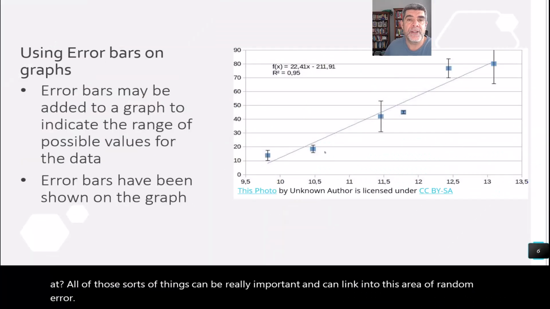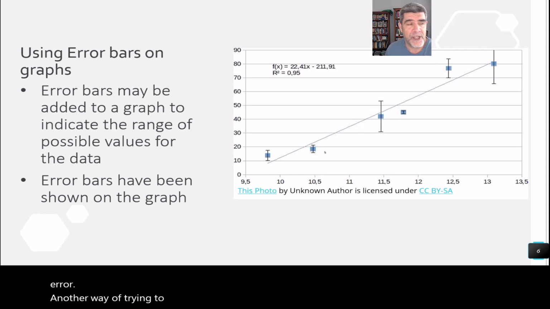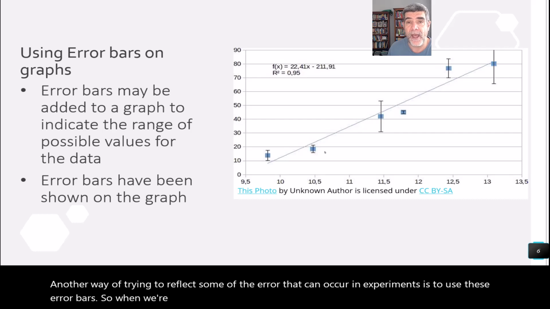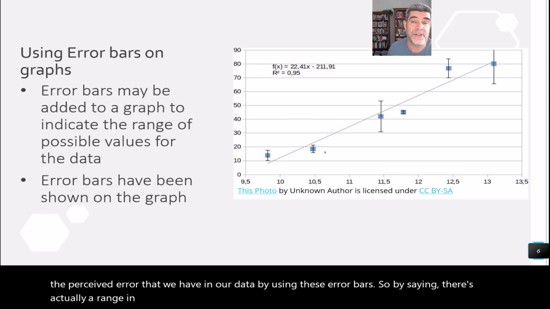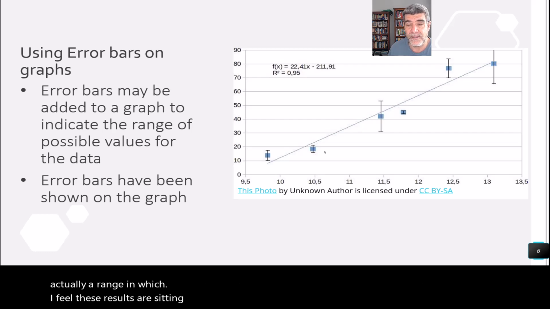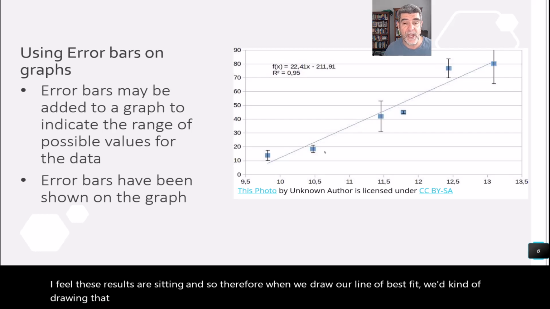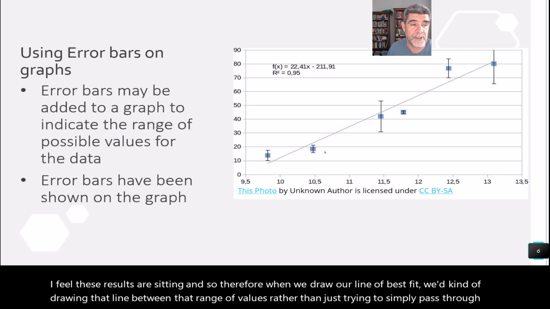Another way of trying to reflect some of the error that can occur in experiments is to use these error bars. So when we're talking about graphing our results, sometimes we can reflect some of the perceived error that we have in our data by using these error bars. By saying there's actually a range in which I feel these results are sitting, when we draw our line of best fit, we're drawing that line between that range of values rather than simply trying to pass through each of the data points individually.